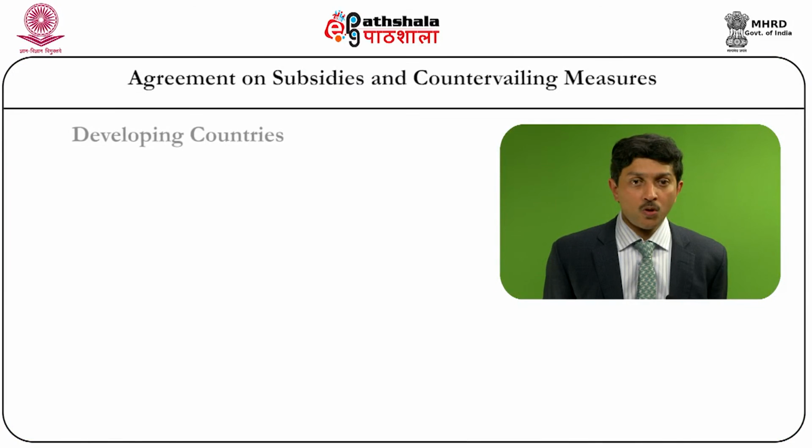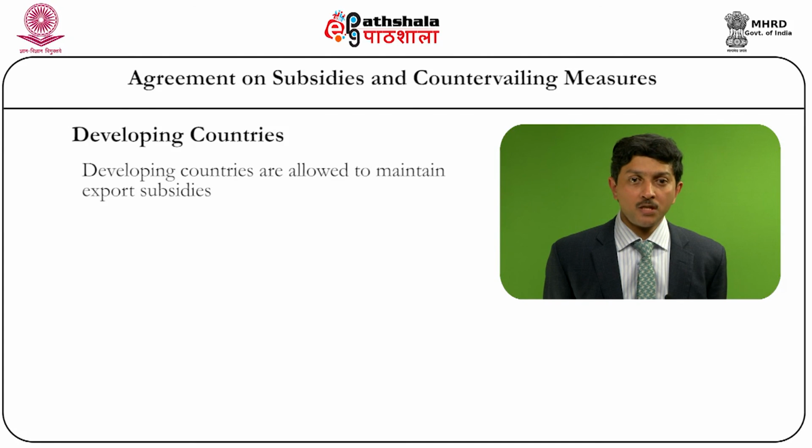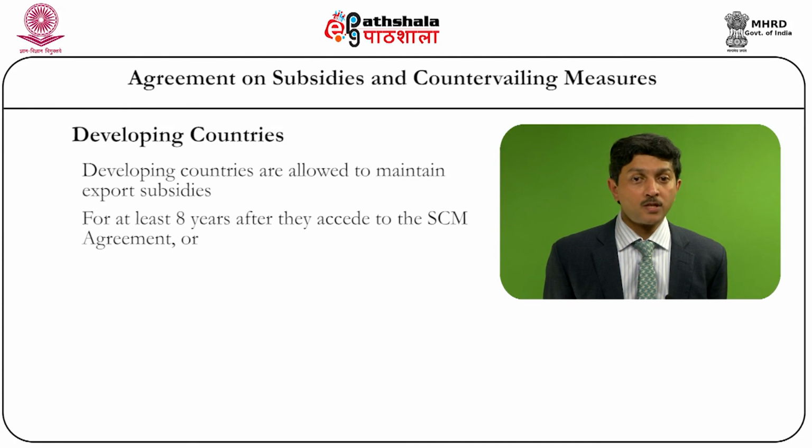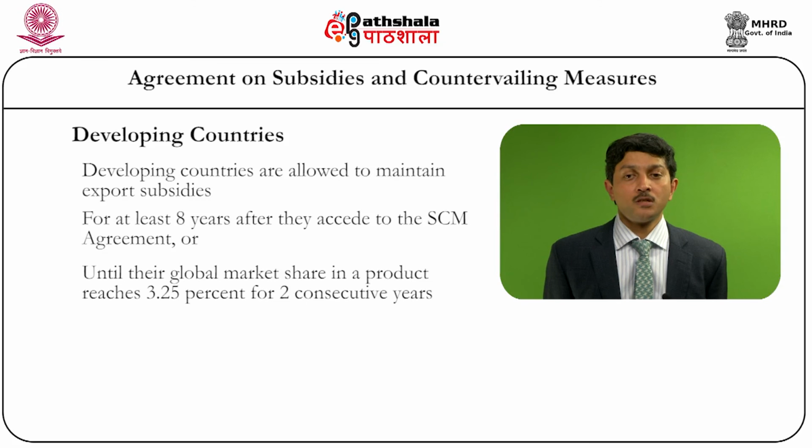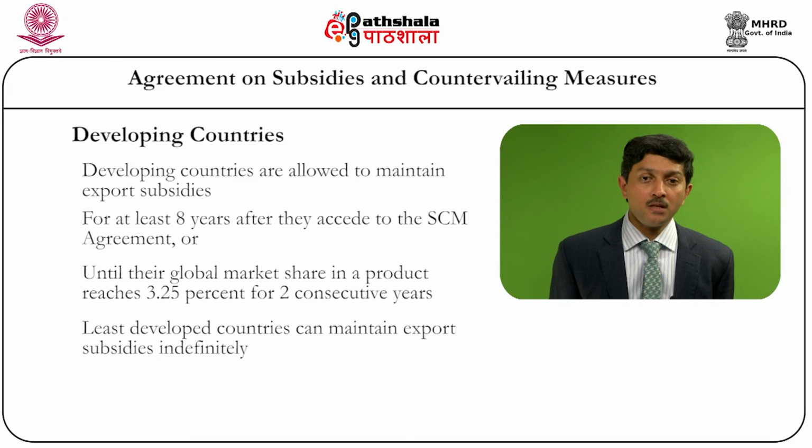There are also special provisions under the SCM agreement for developing countries and least developed countries. The LDCs, the least developed countries, and the Annexure 7 countries, of which India is a member, are exempted from the disciplines on prohibited subsidies. In the case of developing countries, they are allowed to maintain export subsidies for at least 8 years after they acceded to the SCM agreement, or until their global market share in a product reaches 3.25% for 2 consecutive years. The least developed countries can maintain export subsidies for an indefinite period of time.